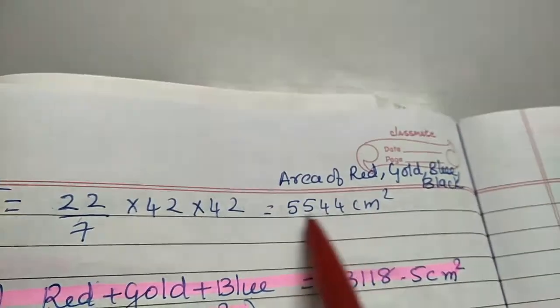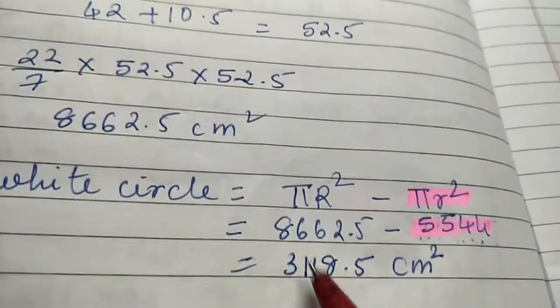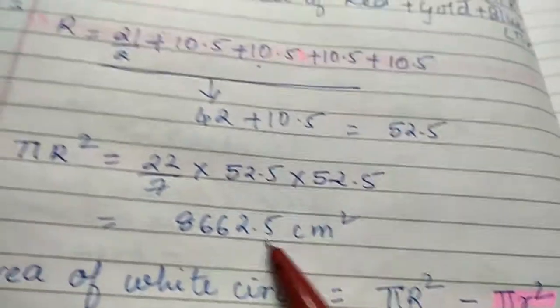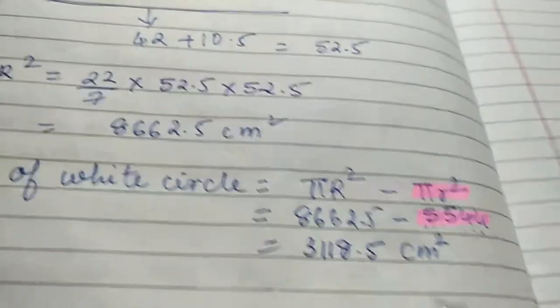That is red, gold, blue, black, that is this. Okay. So 8662 which we have calculated minus 544, that is this area, will give you the area of the white circle.